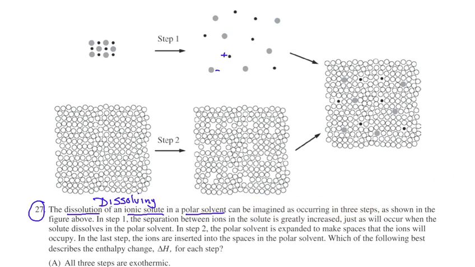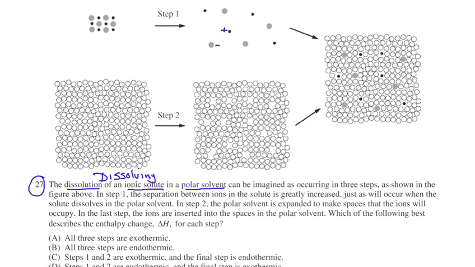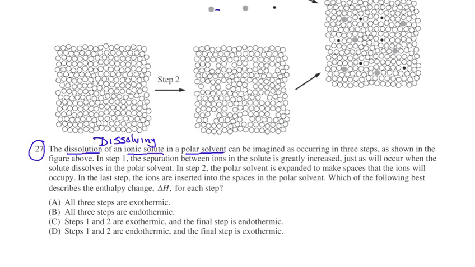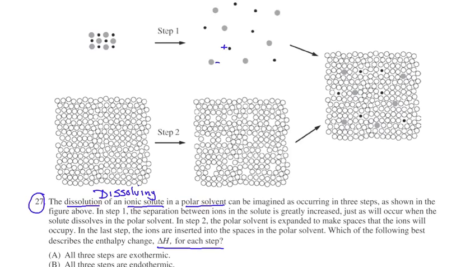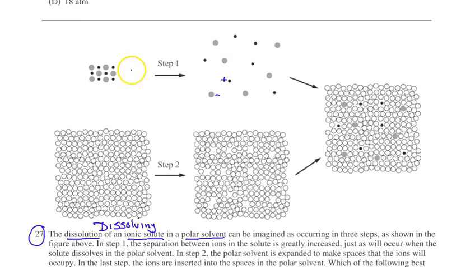All right, so what they want in this question is they want you to figure out which best describes the enthalpy change for each step. Okay, so we have to look at each step. Now in these 3 steps of dissolution or dissolving, the first step they're talking about is taking the ionic solid, the salt in this case, and breaking it up into its individual particles, the plus and the negative. Okay, so that's all we're doing here.